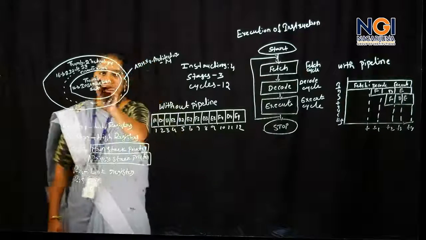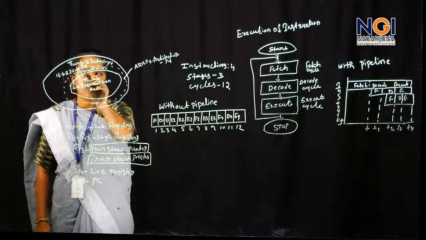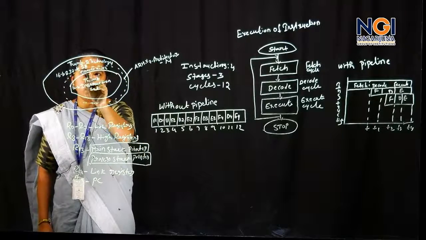Today I would like to explain about the pipeline and thumb instruction set of the ARM architecture. I would like to explain about the Thumb-2 technology. Here it is a combination of both the 16-bit Thumb architecture and the 32-bit instruction set.